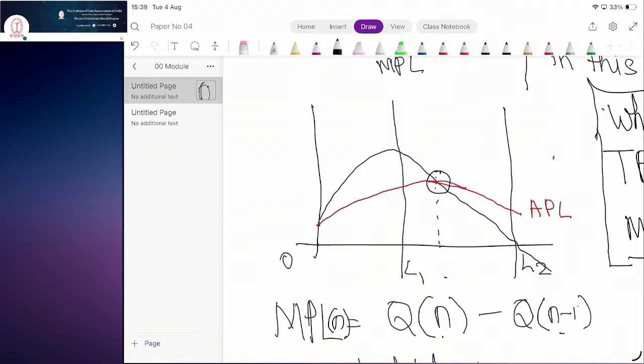Okay, that's all the questions. After that there are lots of questions about cost functions, but cost functions you have to derive only from the production function.